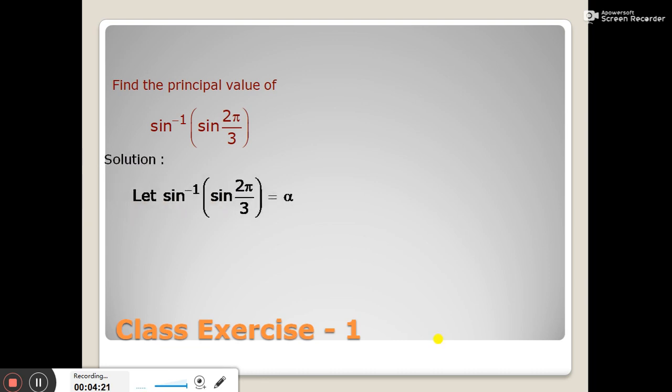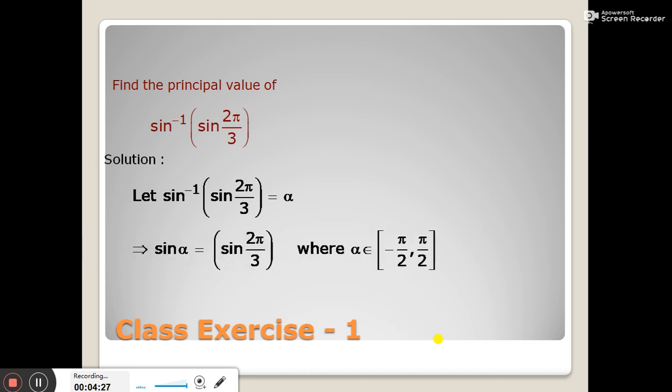And now we have an example: find the principal value of sine inverse sine 2 pi by 3. First of all, we consider that it is equal to alpha, and therefore sine alpha is equal to sine 2 pi by 3, and alpha belongs to minus pi by 2 to pi by 2, and the value of sine 2 pi by 3 is root 3 by 2. It means alpha is equal to pi by 3, because root 3 by 2 is also the value of sine pi by 3.